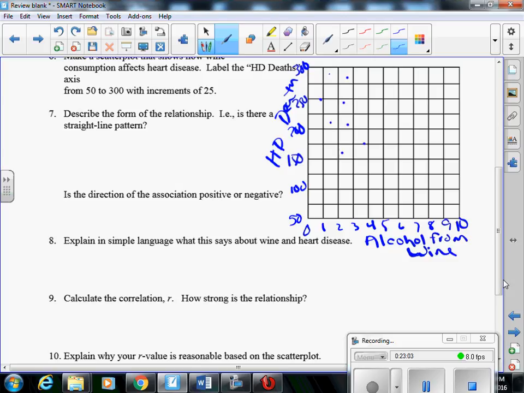Okay, and then I would just plot all my points, and you should get something. These are not exact, but I did this on my own paper, so it's going to be something like this. I'm just going quickly. So how would I describe this? This is that description that we have to remember: DOFS. What's my direction? It is negative. Form is linear.